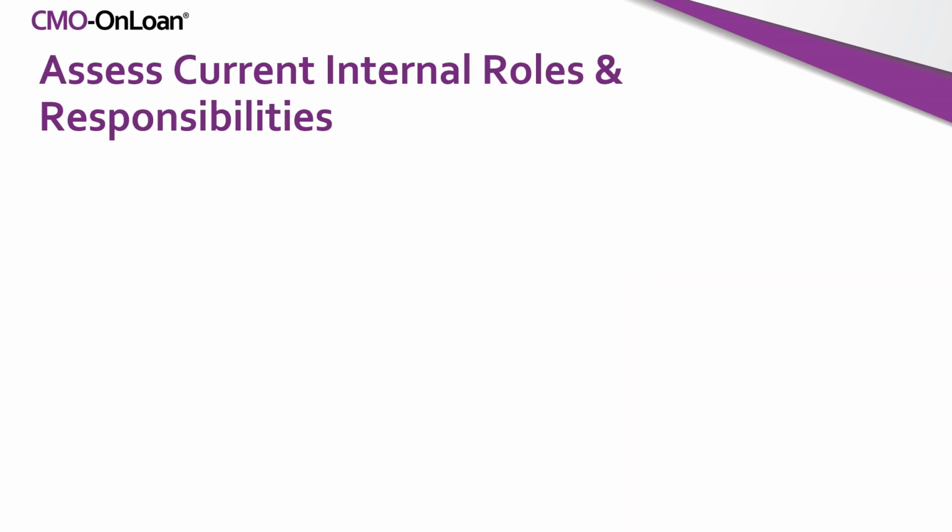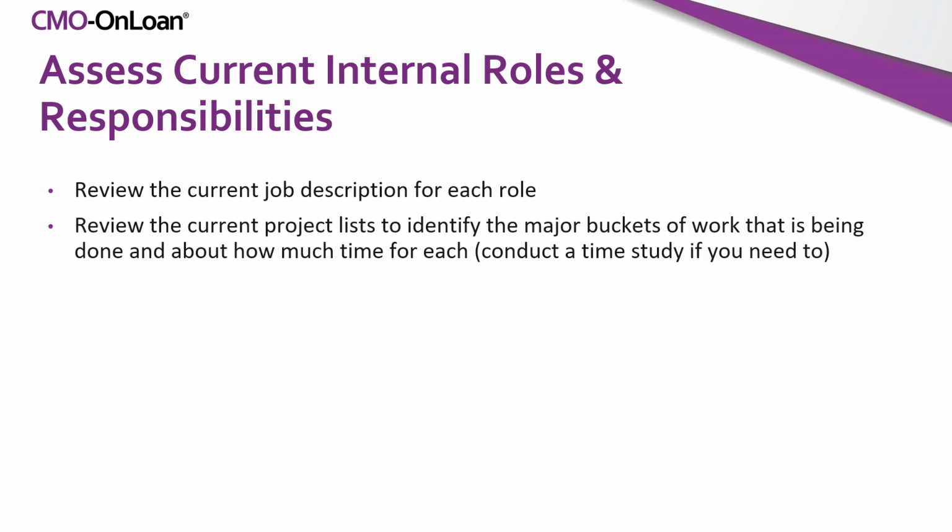So the next thing you do is you have all that in mind and you say, okay, I'm going to assess the current internal roles and responsibilities. You need to look at the job descriptions for the roles. If you don't have one for each role, you just need to outline it, document it. Then you need to look at the current project list and what are the major buckets of work. You don't need to get down to every single detail at this point. You can, but you don't have to.